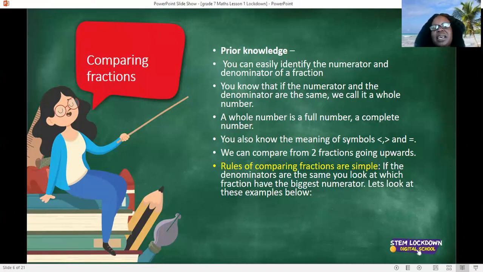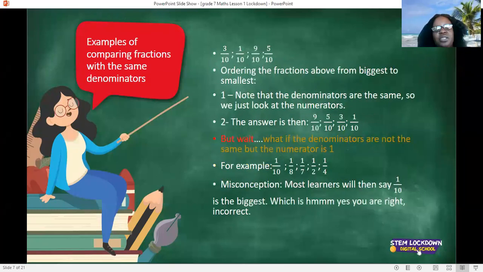If the denominators are the same, you have to look at which fraction has the biggest numerator. I mentioned that we have a numerator and a denominator, the numerator being the top number and the denominator being the bottom number. So if the denominators, meaning the bottom numbers, are the same, we just have to look at the numerators, the top numbers, and then we see which one is bigger and which one is smaller.